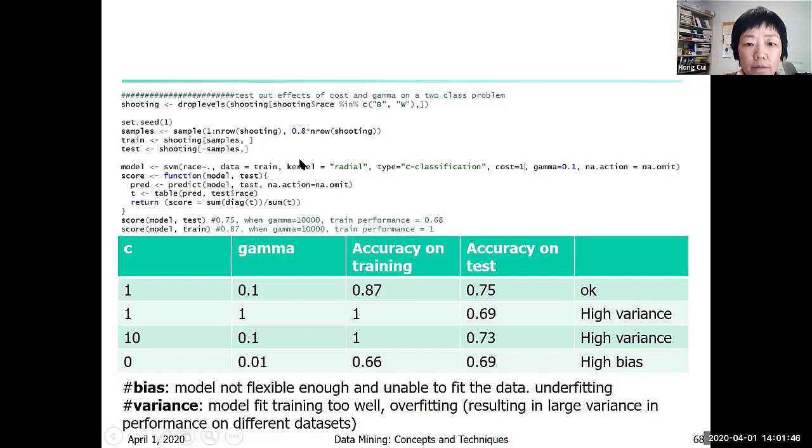So I ran a set of experiments using different cost and gamma values to illustrate this idea using support vector machines. To prove to you that when you have a very high C, you're going to often have high variance. When you have a high gamma, you're going to also have high variance in performance.